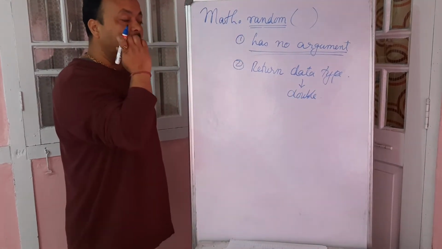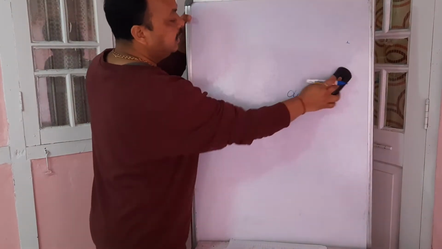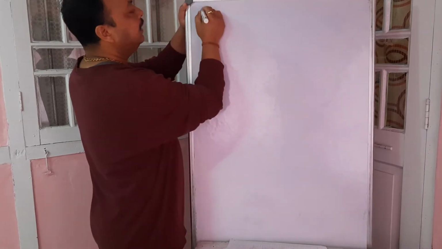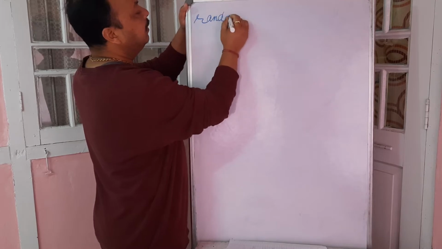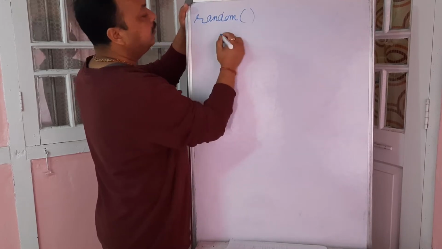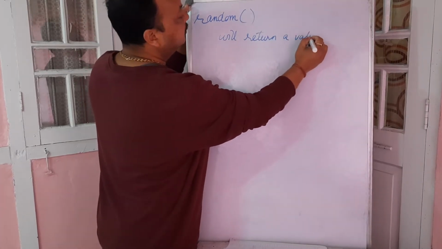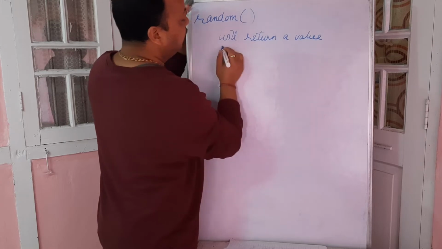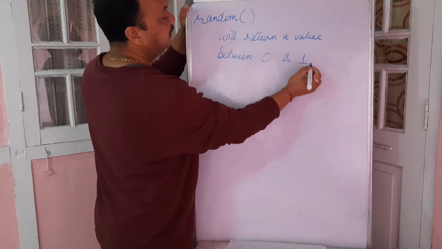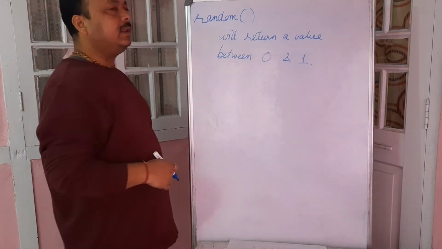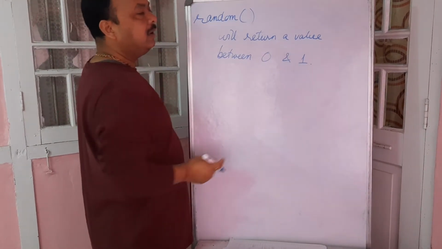Now, how do we know it's double? It is double because Math.random will return a value between 0 and 1. But these are not inclusive. That means you will not get 1, and you will not get exactly 0.